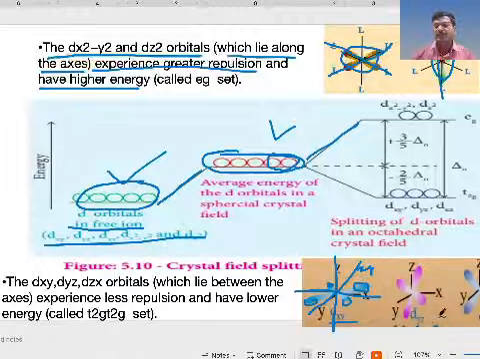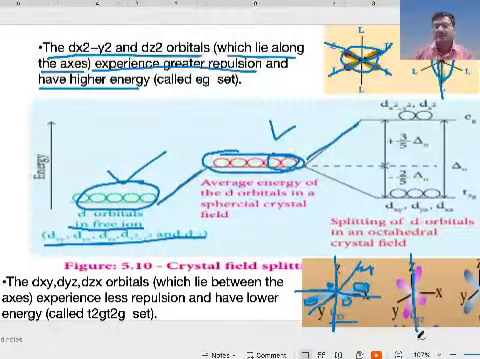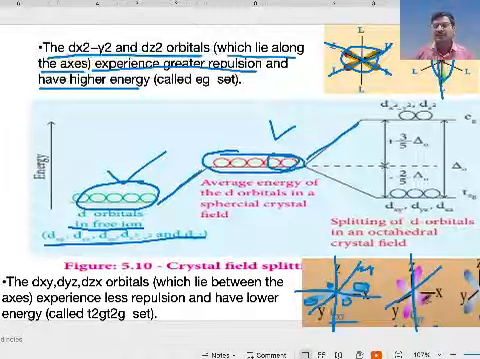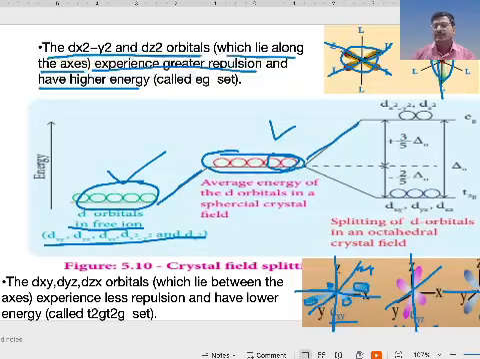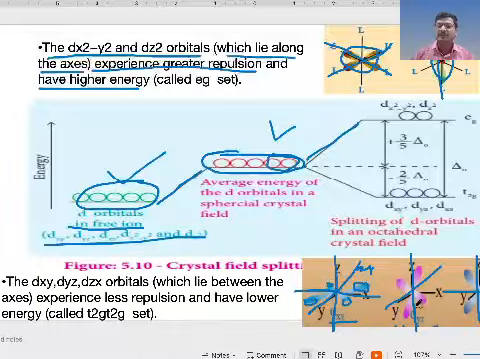Similarly, yz. Let us take this as the z axis and this as the y axis. Here the lobes are present between y and z. Let us take xz. This is the x axis, this is the z axis. Exactly, these lobes are present between the axes. That means in the case of these three orbitals, the lobes are present between the axes and the ligands are present on the axes.